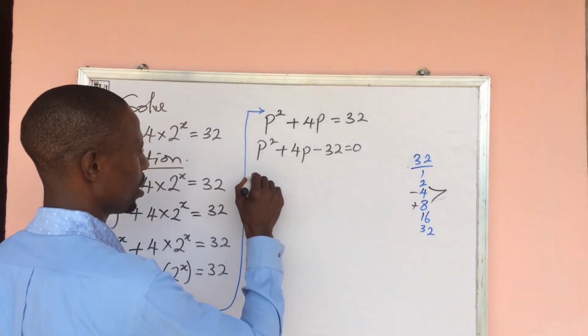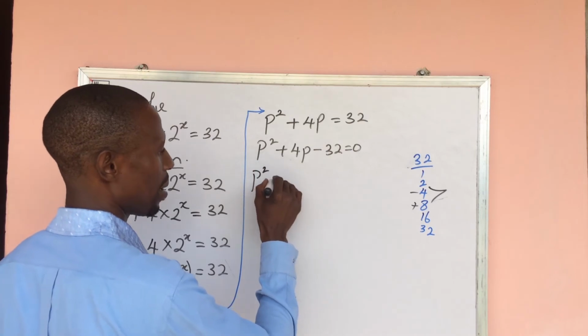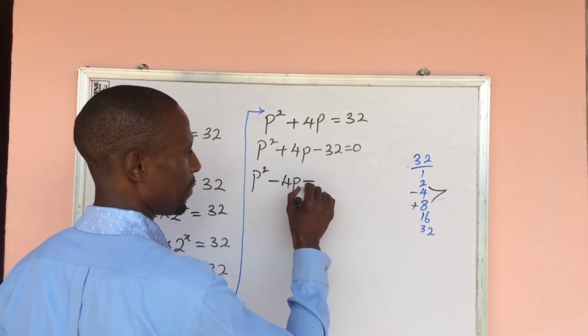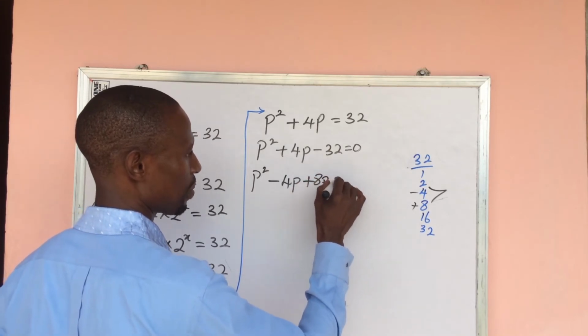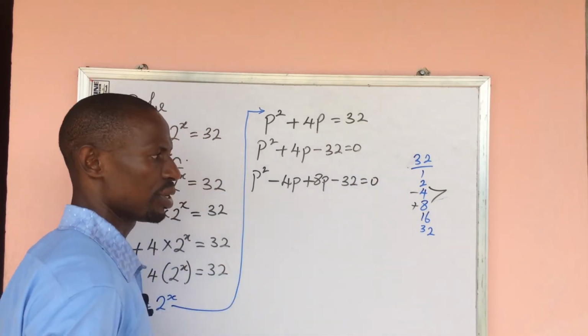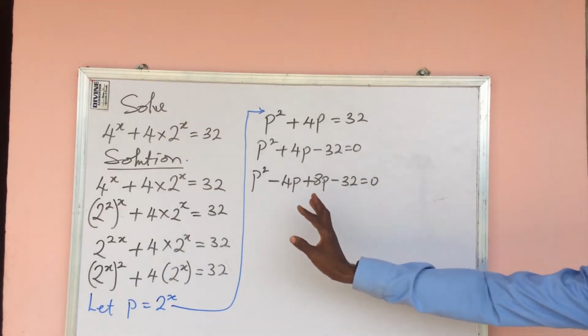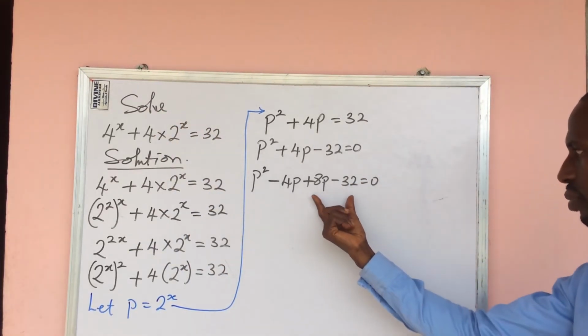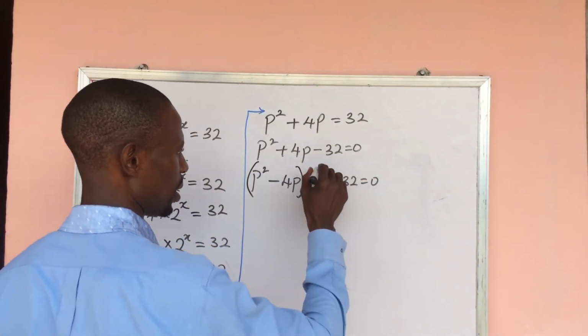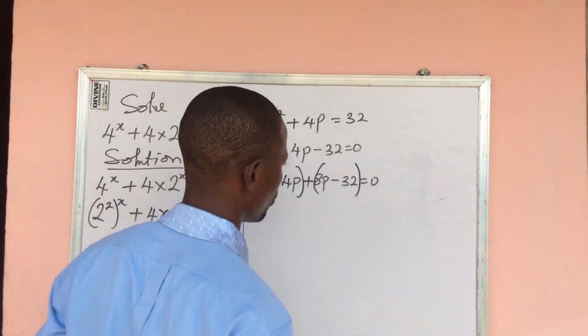We proceed first. Say p squared minus 4p plus 8p minus 32 equal to 0. Now, from here, we put these two in a bracket and put these other two in a bracket. So if we do that, this will be grouped together and this will be grouped together.